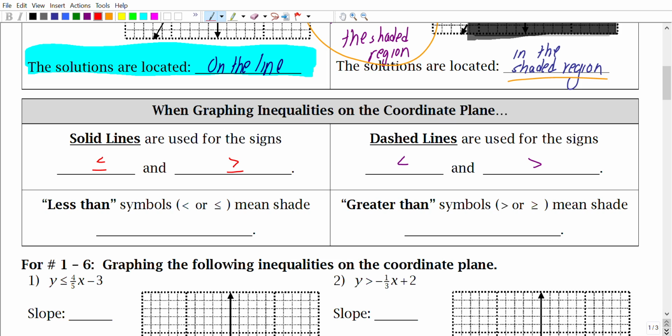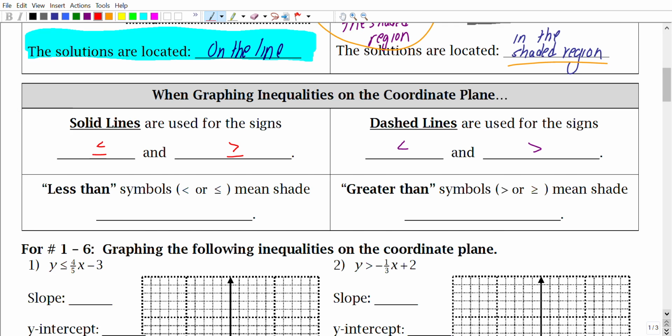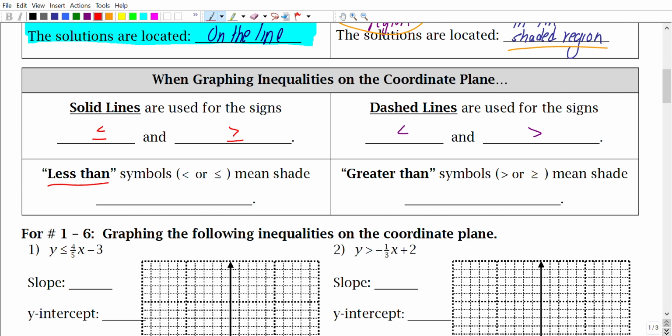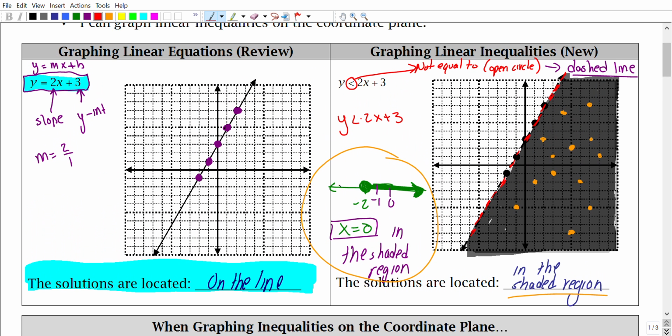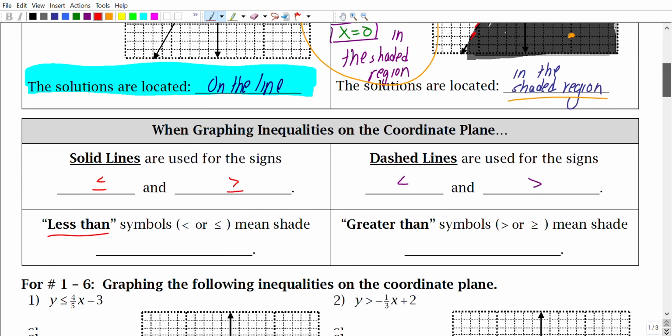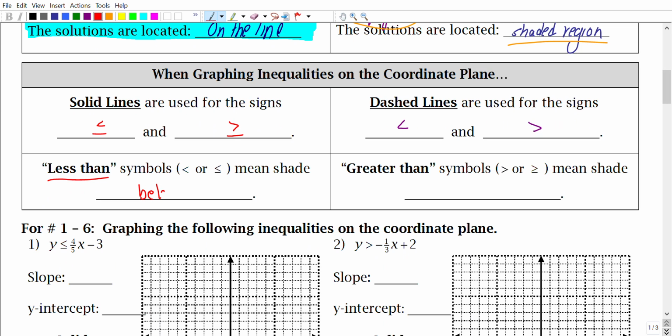The two symbols that show solid lines are less than or equal to and greater than or equal to. Okay. Now, if we talk about shading, let's go back to this less than. So less than symbols, which are the less than or the less than or equal to, mean shade. Well, again, look back at this example. We had a less than. And because we had a less than, we shaded above or below. We actually shaded below. Okay. So we're going to shade below for less than symbols and for greater than symbols.